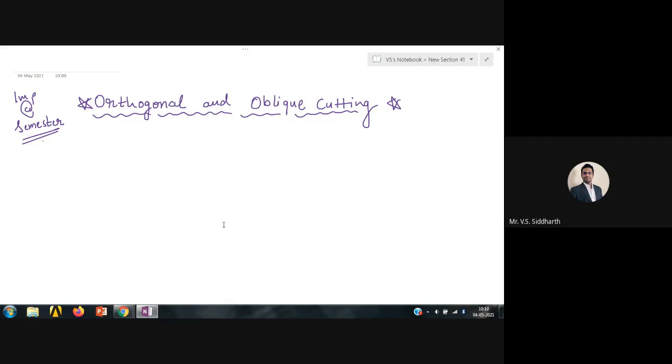What is orthogonal cutting and what is oblique cutting? Anyone? Can you give me some examples of pure orthogonal cutting in real life? Anyone?